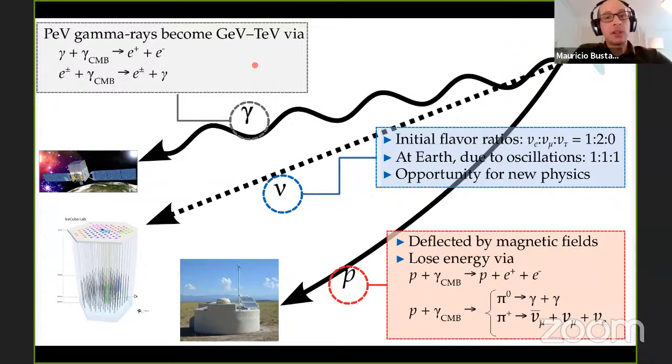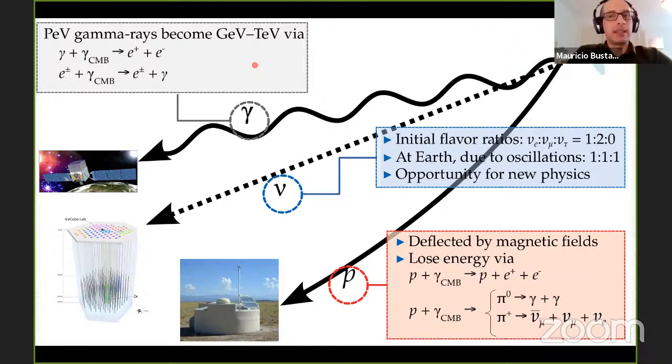As you might have heard, neutrinos oscillate, so they change flavor along the way. And whereas they are produced with a 1 to 2 flavor composition, they reach Earth with a flavor composition that populates the 3 flavors. So an equal amount of nu e, nu mu, and nu tau should reach the Earth. But here is where there are opportunities for new physics, because if we see deviations from this 1 to 1 to 1 expectation, that might be due to neutrino oscillations behaving differently than we thought.